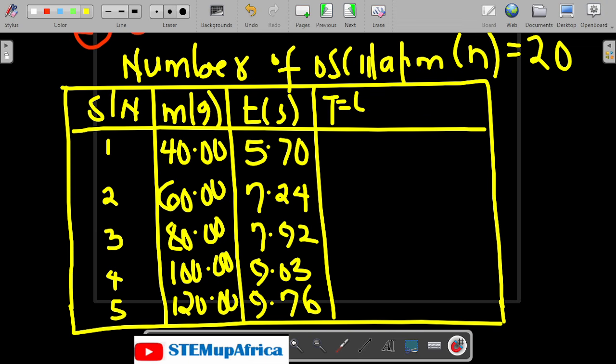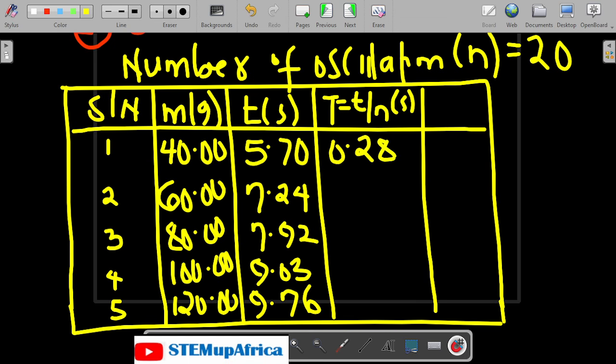Period is time taken over the number of oscillations, also in seconds, and the oscillation is 20. So people will just write small t over 20, depending on the individual. If I use 5.7 divided by 20, I'm going to have 0.285. I'm writing to 3 decimals. That means every number in this column must be to 3 decimals. If you want to approximate to 2 decimals, you can do that, but that is gross approximation. So make sure you follow the decimals.